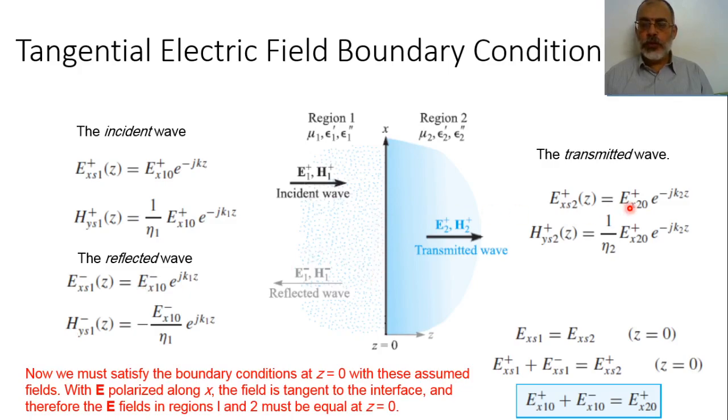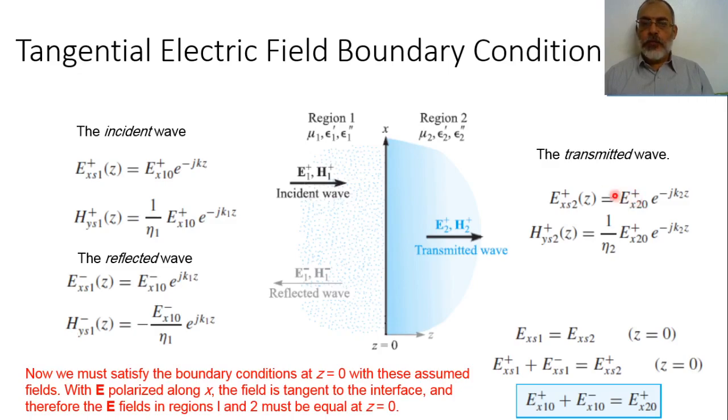At region 2, the tangential electric field component would be Ex2+ multiplied by e to the power minus jk2z, and z in this case is 0 because the interface is at z equals 0. So this exponential term would be 1. So in this case, the total tangential component at the interface from region 2 is Ex20+.